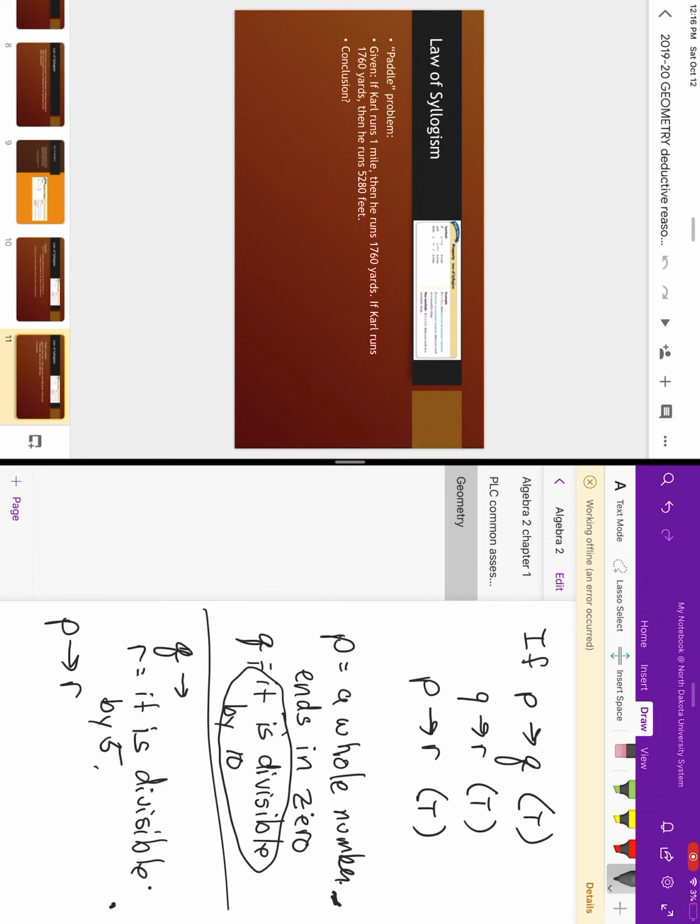And we'll talk more about that kind of stuff as well. But I want you to try this one on your own in your notebook. We'll call it a paddle problem, except it's really a notebook problem.